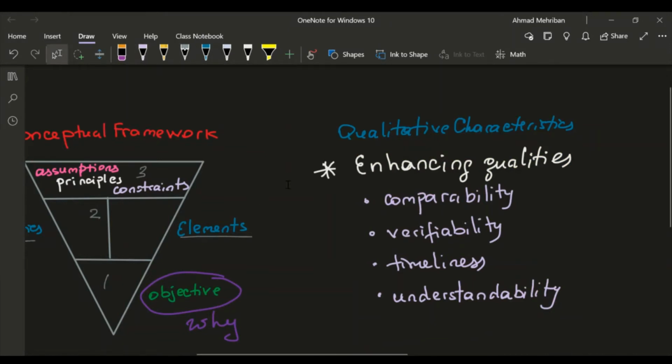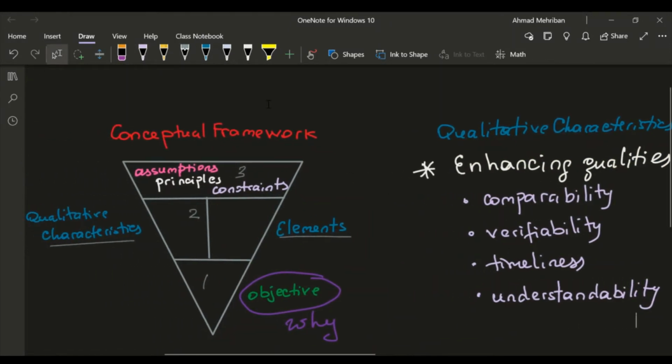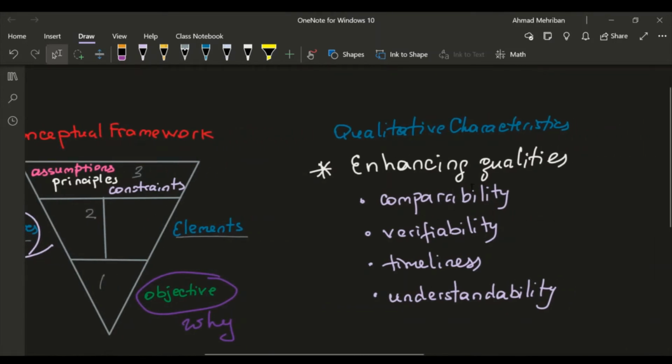And finally, we have the enhancing qualities of the qualitative characteristics section of the conceptual framework. Enhancing qualities are simply comparability. We need our financial information to be presented in such a way that we can easily compare one financial statement with another. Verifiability: the ability to check how accurate or correct the information provided in the financial statements is.